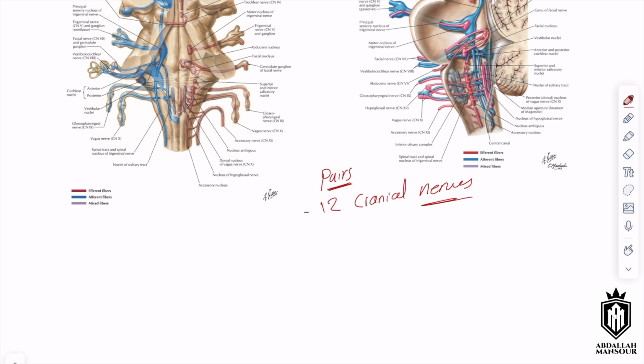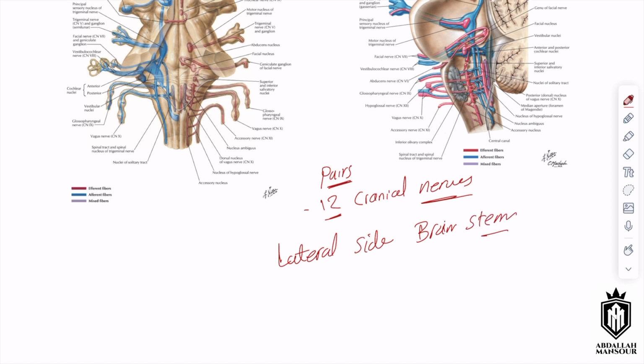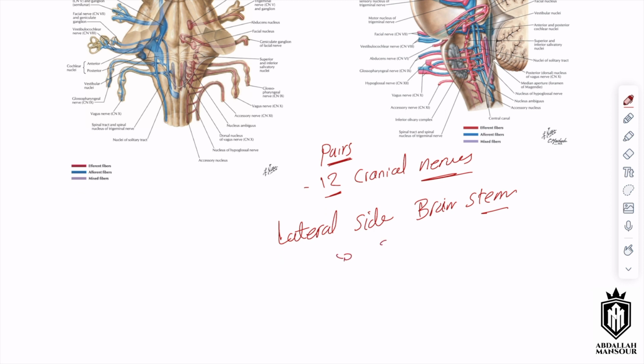And for these cranial nerves, we need to note a few things about them. First of all, the cranial nerve nuclei come from the lateral side of the brainstem. All of them come from the lateral side of the brainstem, apart from 4 cranial nerves. These include cranial nerve number 12, cranial nerve number 6, cranial nerve number 4, and cranial nerve number 3. As you can see, 12 can be divided by 6, by 4, and by 3, and this is how I like to remember it.